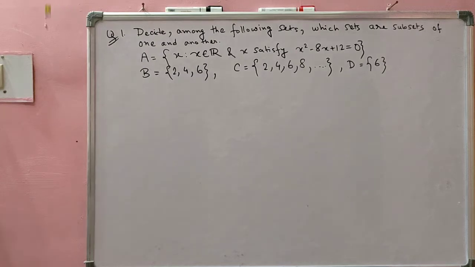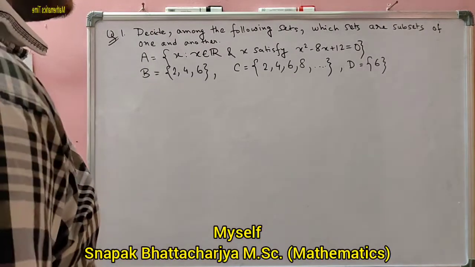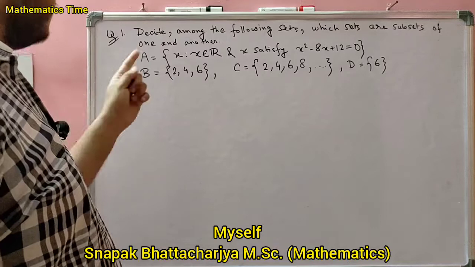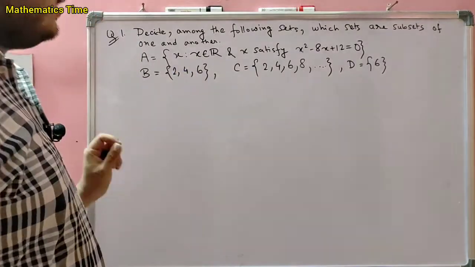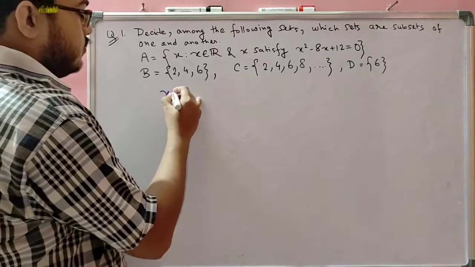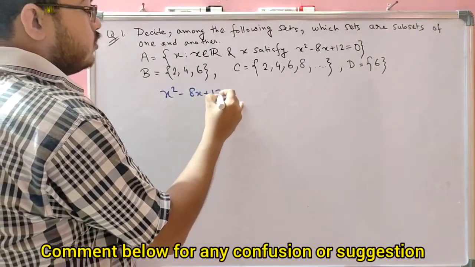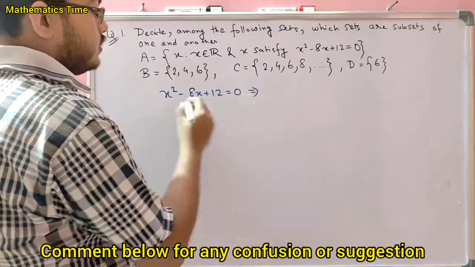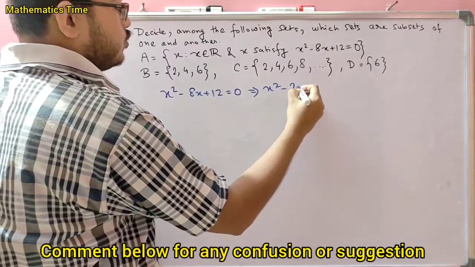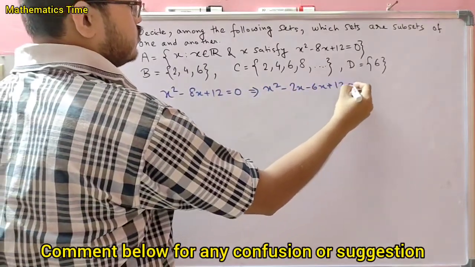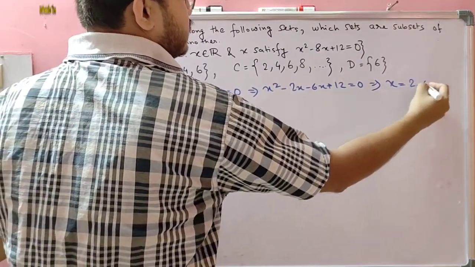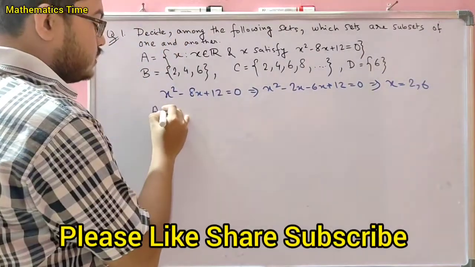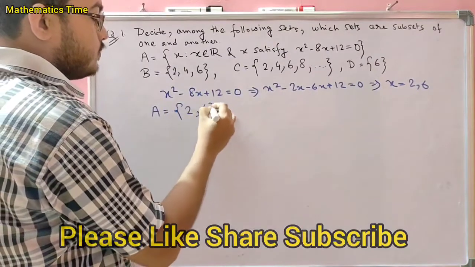So the question given: decide among the following sets which sets are subsets of one another. Here a set A is given: x belongs to R, a real number, where x satisfies x square minus 8x plus 12 equal to 0. If we solve that, this will be x square minus 2x minus 6x plus 12 equal to 0, which will result in 2 and 6. So we get the set A is {2, 6}.